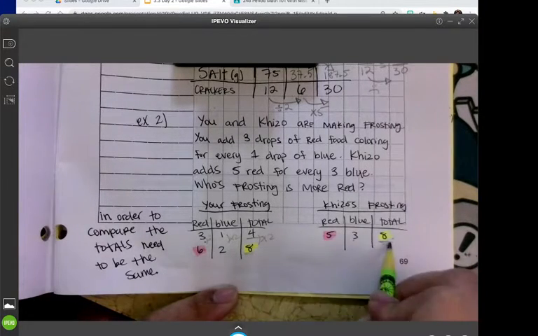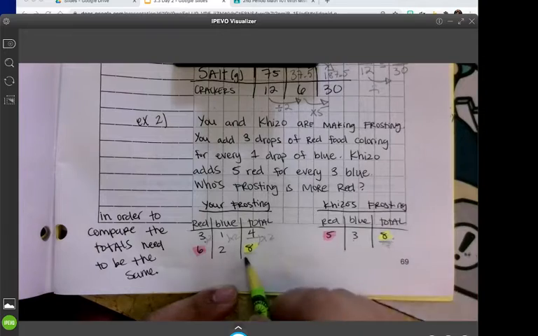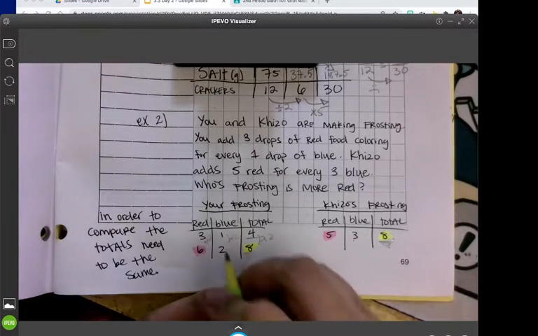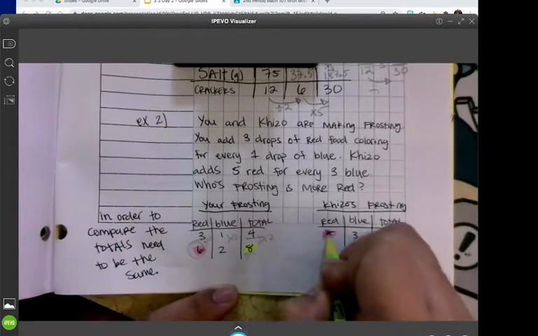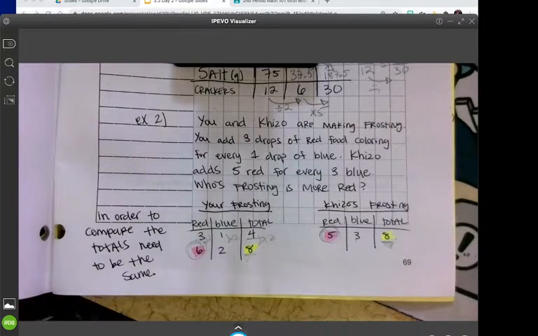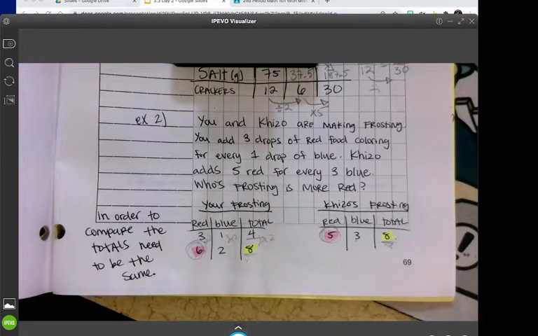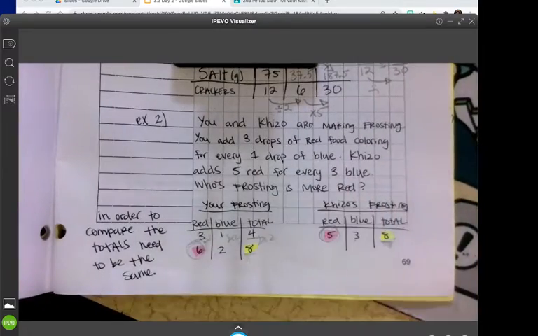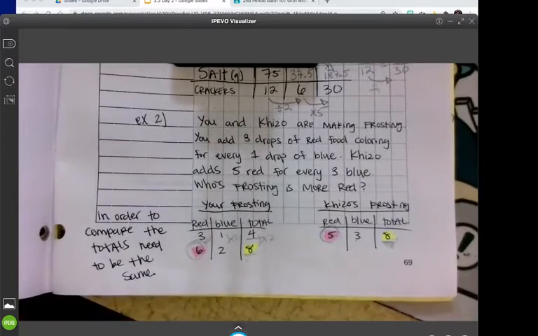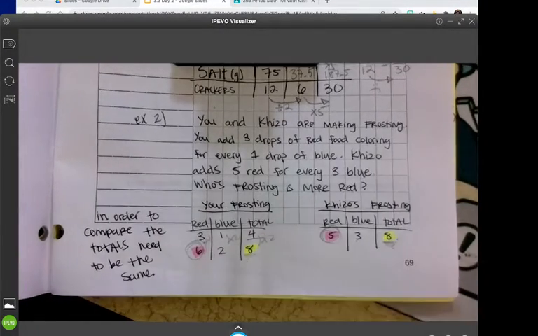And when they both have the same totals, we can see that your frosting has more red food coloring than the other one. Right, so in order to be able to compare, you need to be able to compare the totals. That was the big takeaway from this problem. But really what today's lesson was giving you more time to practice completing ratio tables.